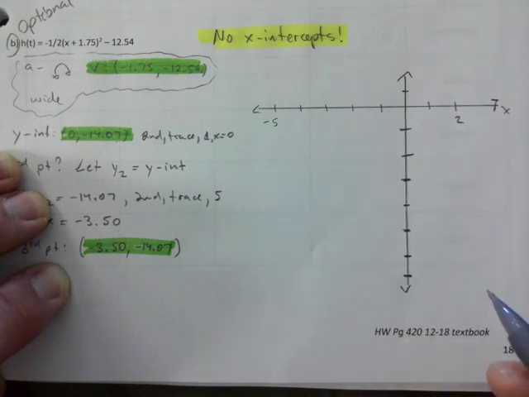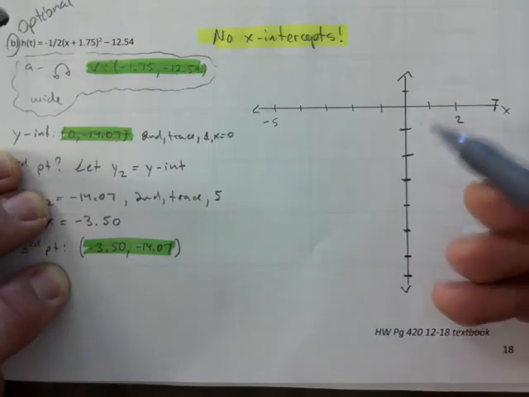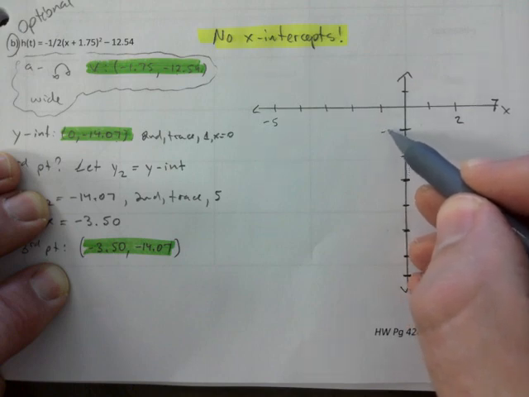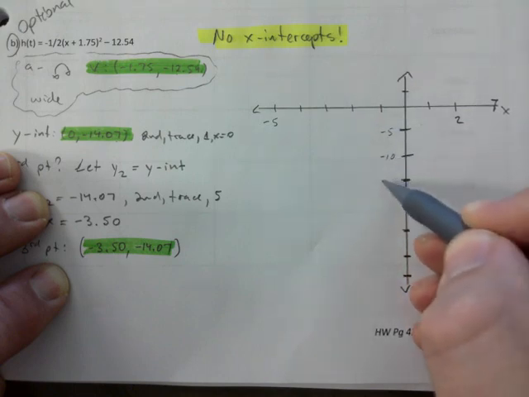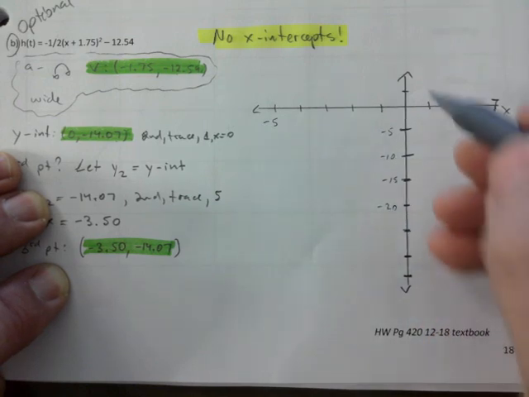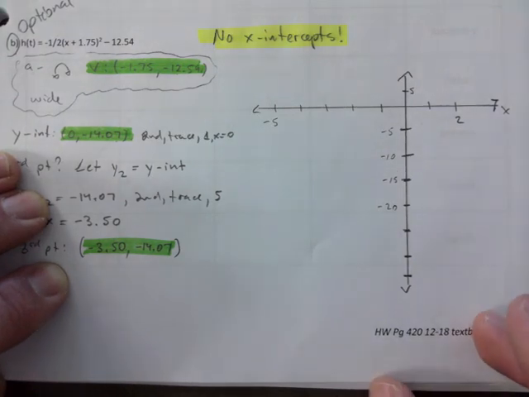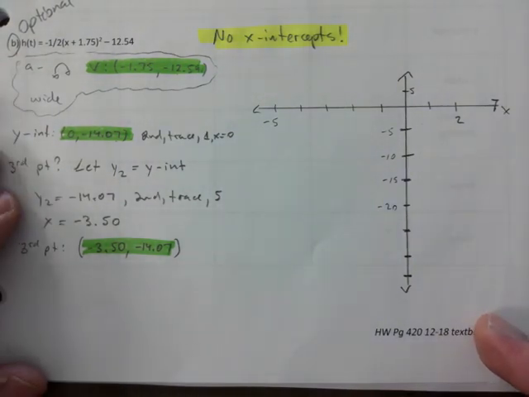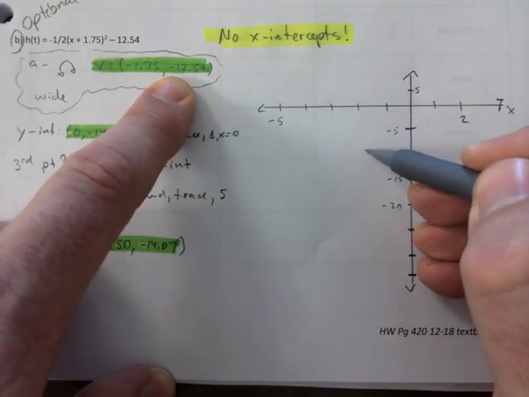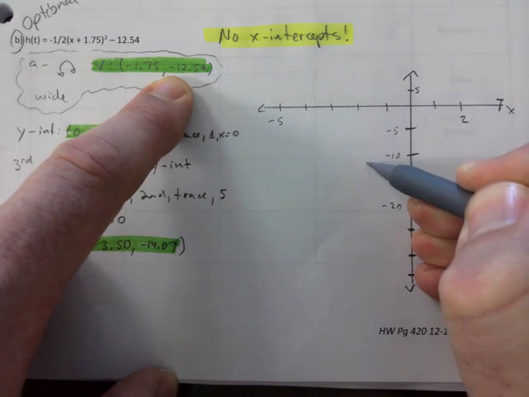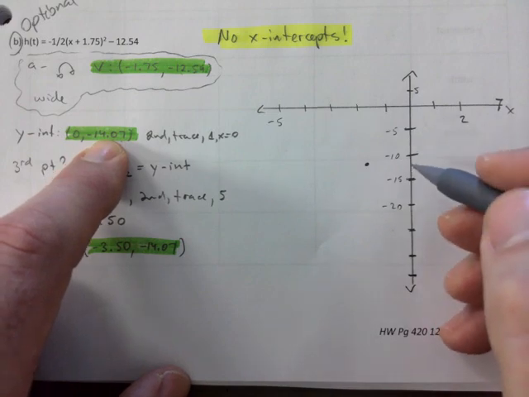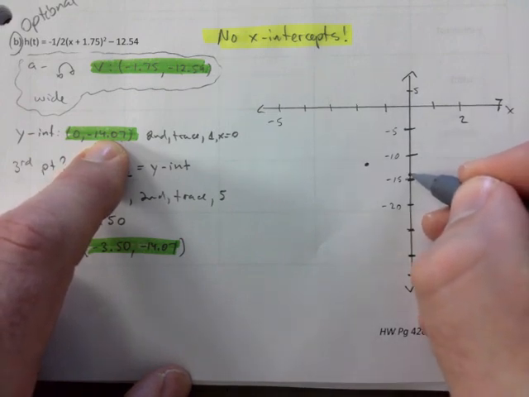I don't think that's a good scale. I'm going to use a different scale. I'm going to go by fives. Okay, so this is -5, -10, -15. So just like that, I changed the way I do things. That's okay because you're doing it on paper. So let's plot -1.75, -12. That's right about there. And then 0, -14 is right about there. That's my y-intercept.